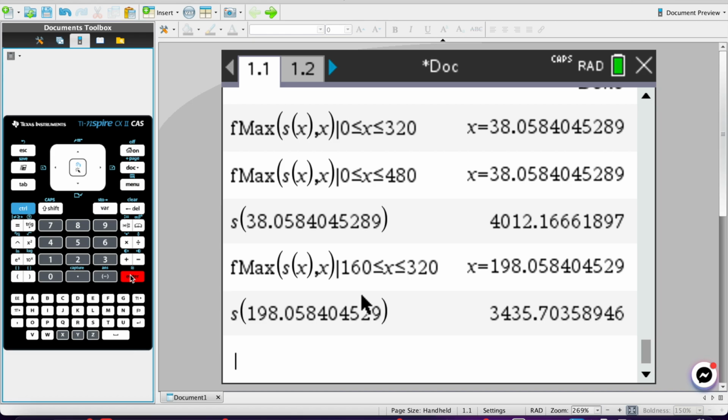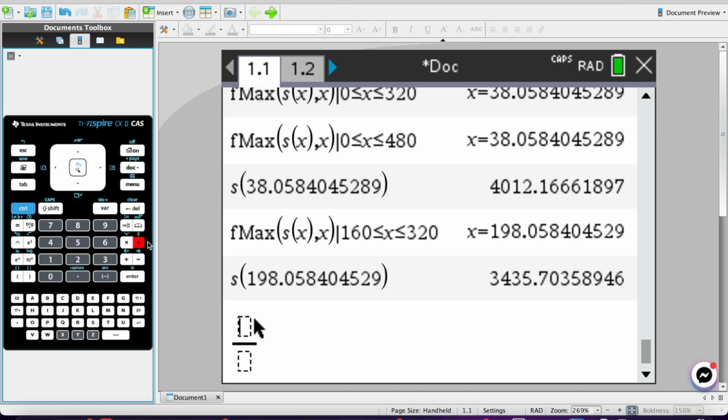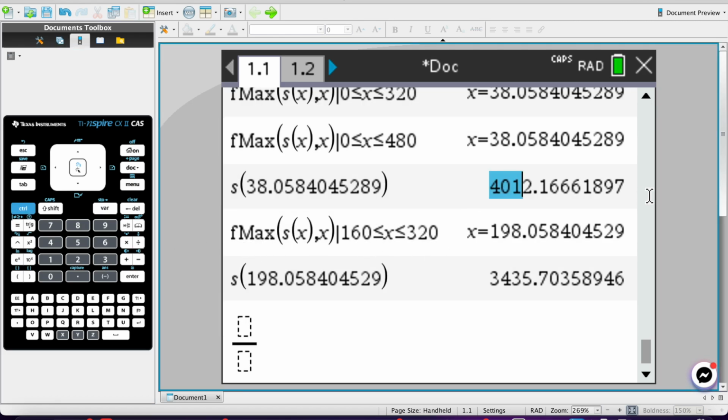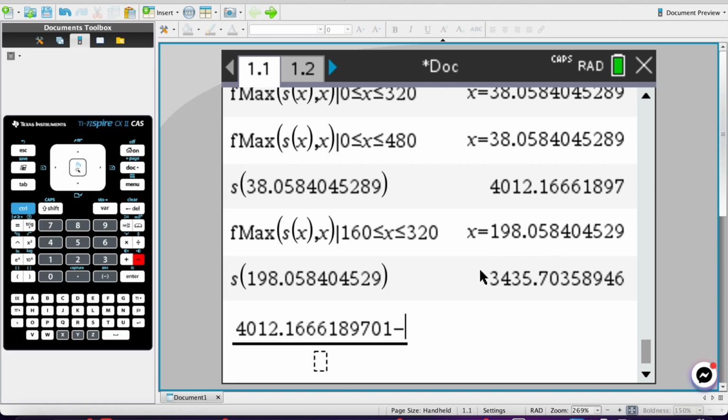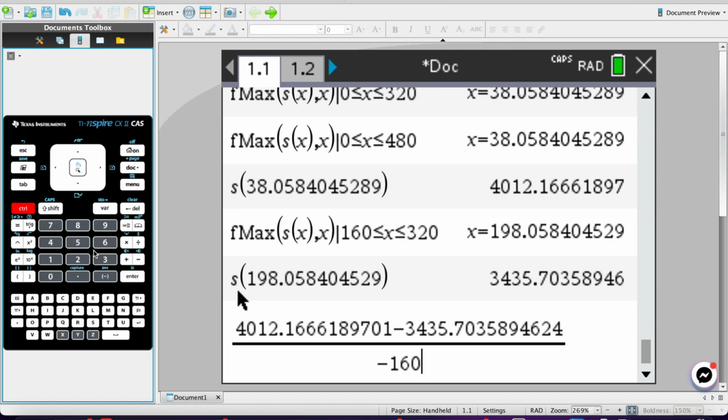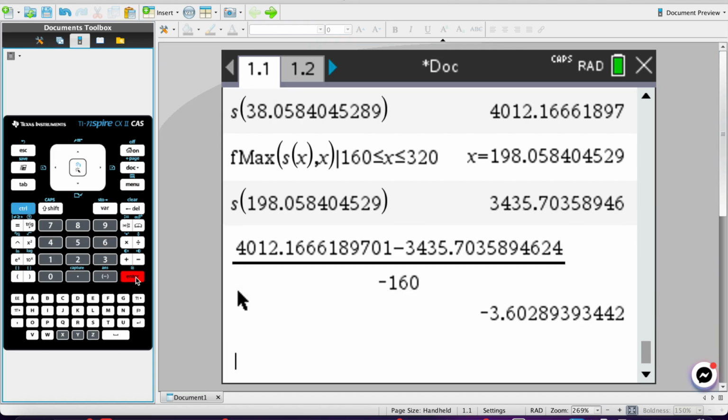Okay, so the average rate of change is going to be 4012.167 minus 3435.704 over 38.058 minus 198.058. And that's just the 160, that's just the period, a negative 160. So if we do that on the CAS, that minus that over negative 160, that should give us negative 3.60 to one decimal place, negative 3.6.